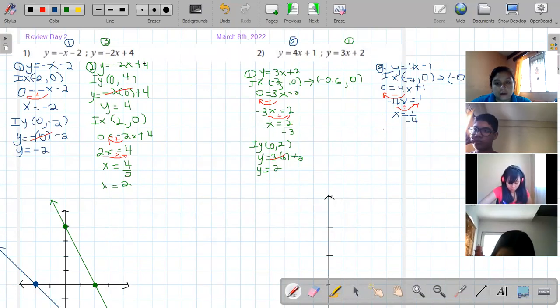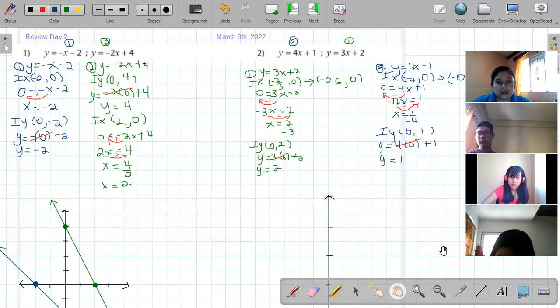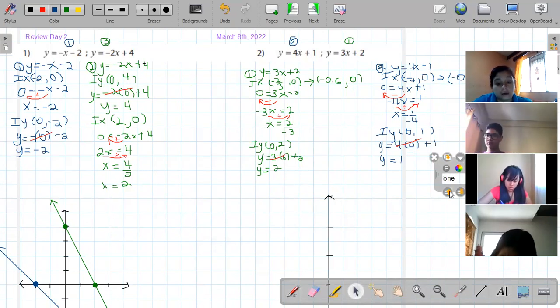Now let's find the intercept in y. Intercept in y is when x is 0, to find the value of y. So we get that y is equal to 4 times 0 plus 1. And 0 times anything, that's 0. So I cancel that out. So y is equal to 1. And there, I have my points that I need. Remember, we determined already that this is going to be one solution.